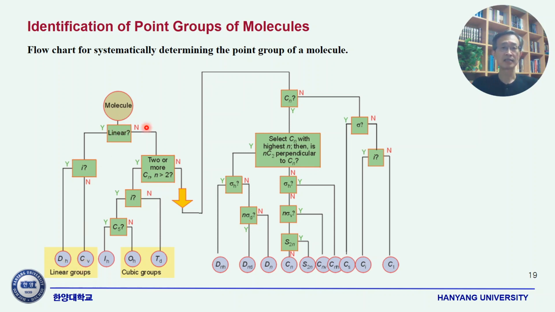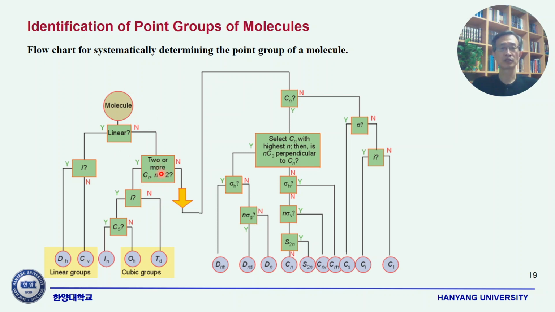And then if that's not linear, and if there are two or more Cn with n greater than 2, meaning a C3 or C4 or C5 or C6 like that, two or more, yes, then it could be a special case. If there is an inversion center, yes, and if there's a C5 symmetry there, yes, then that's Ih, and if not, that's Oh. And if there is no inversion center, then that's tetrahedral. So you'd basically find all these special cases from this flowchart.